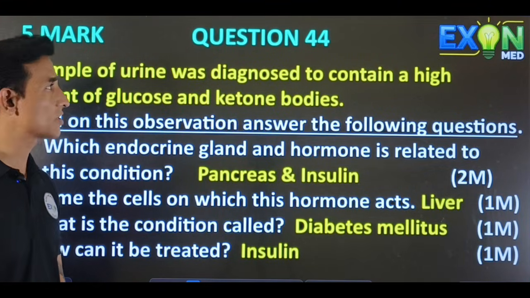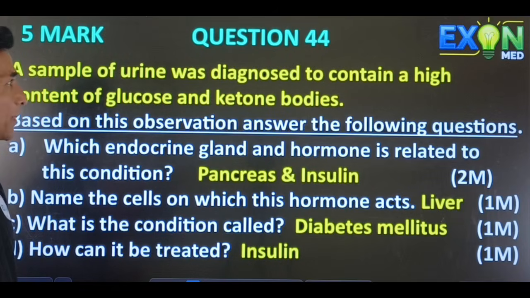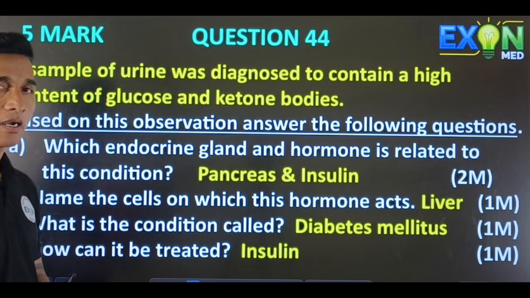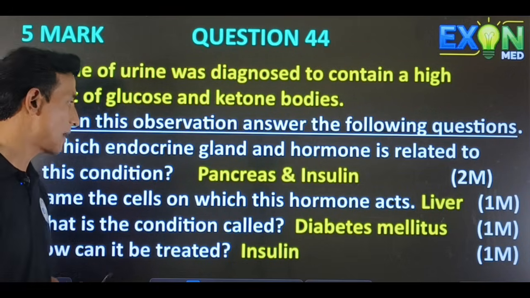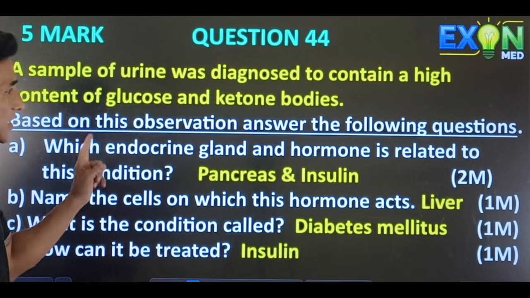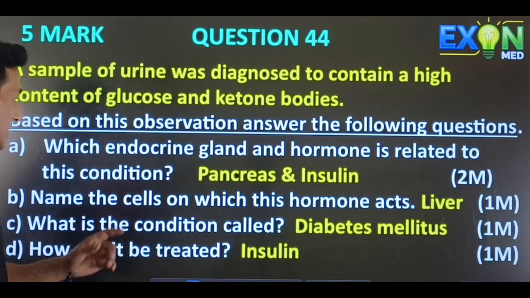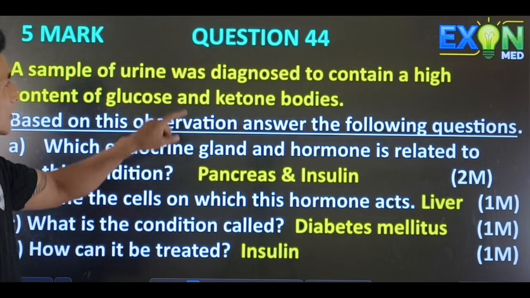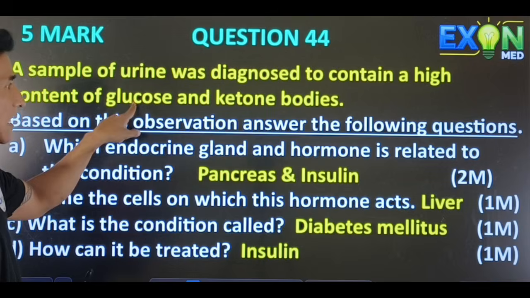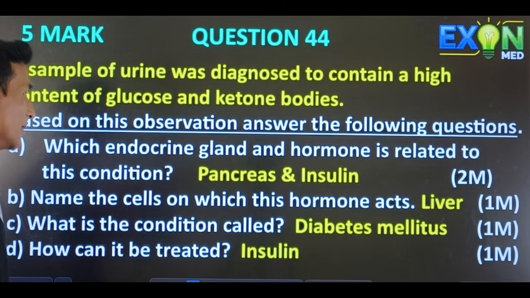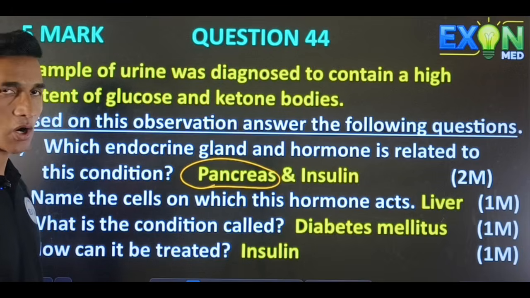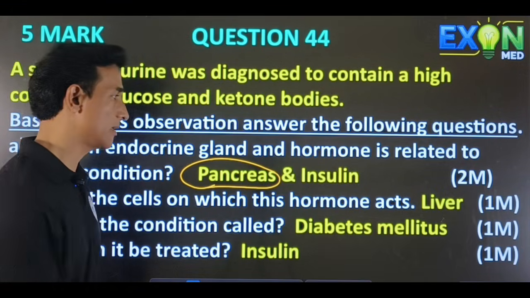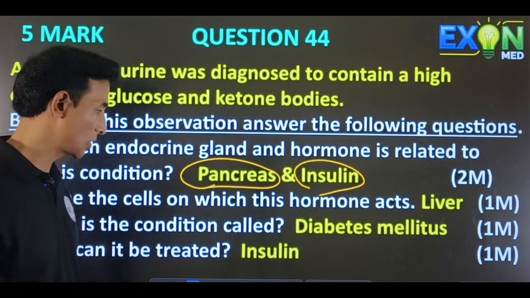So last question, question number 44. A sample of urine is diagnosed containing a high amount of glucose and ketone bodies. Now answer the following questions. Which endocrine gland and hormone is related to this condition? There is urine detection where it has high glucose and ketone bodies. So here the answer is that it is related to a pancreatic disorder, the organ is the pancreas, and the hormone is insulin.